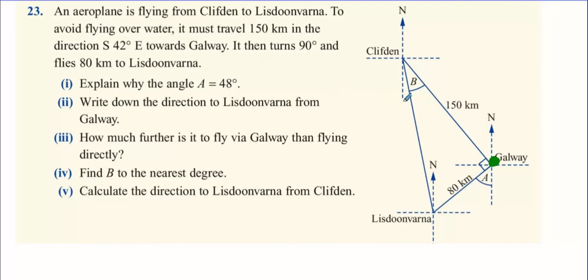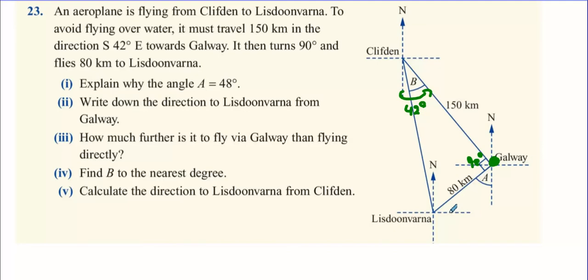So the angle from here to here, I'm not talking about angle B, I'm talking about angle B plus this angle, this big angle here, that's got to be 42 degrees in total. Okay, that's the first thing I know. Then when it gets to Galway, it turns 90 degrees. So this is 90 degrees here. And flies 80 kilometers to Lisdoonvarna, no bother. Explain why angle A is 48 degrees.